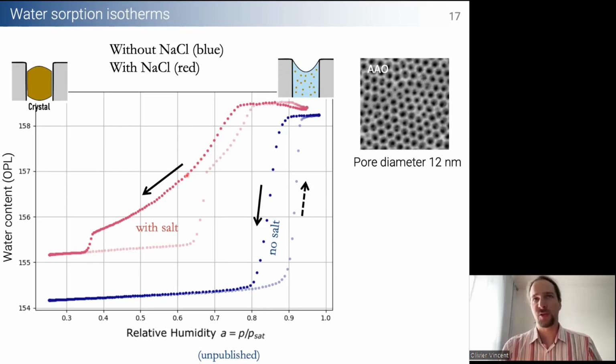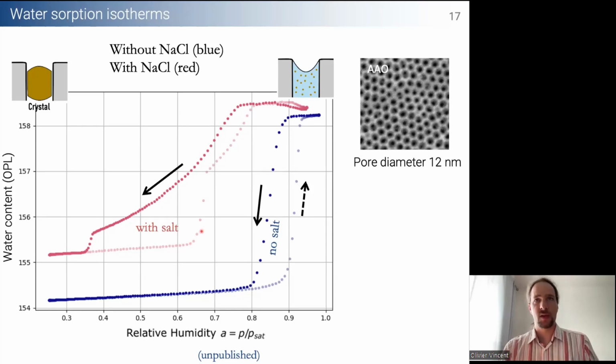But when we lower the humidity, we concentrate the system more and more. But the concentration cannot increase indefinitely. And at some point, there will be crystallization because the concentration is too high. So the little kink we see here is the abrupt crystallization of the salt within the system.